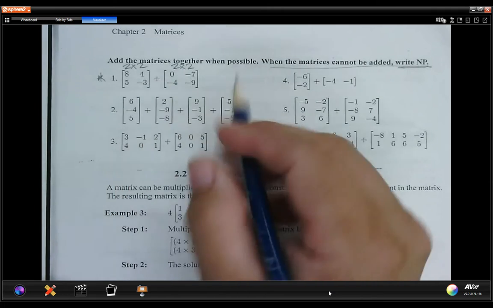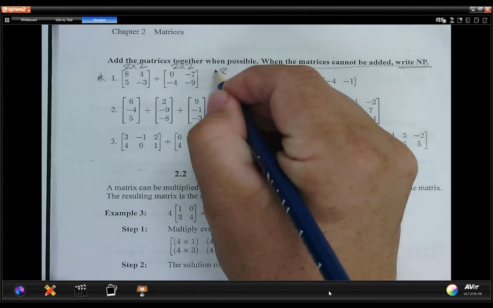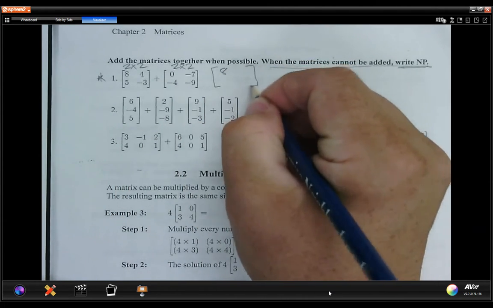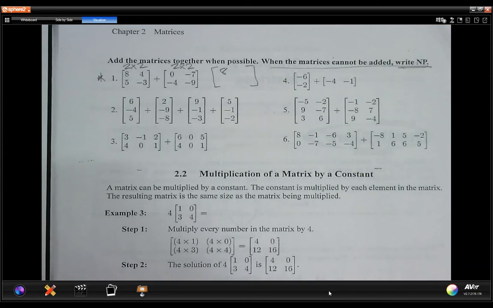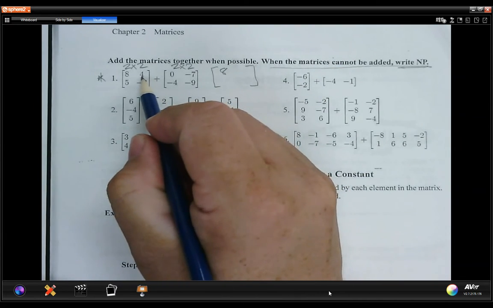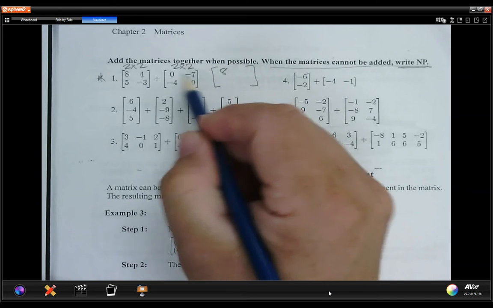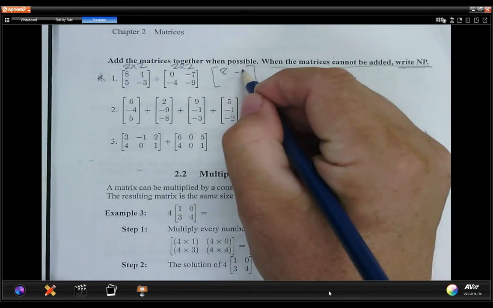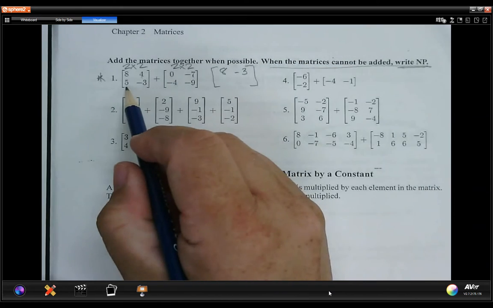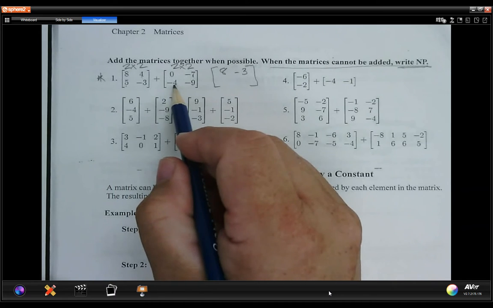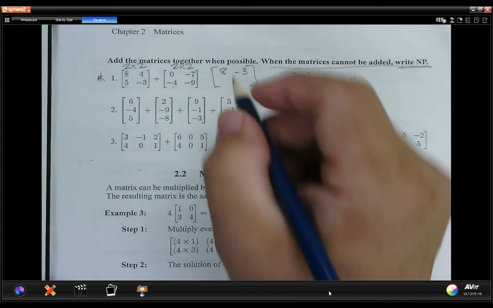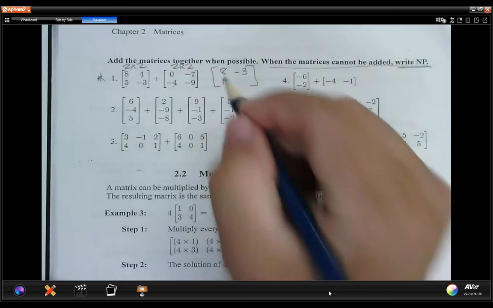So 8 plus 0 is going to be 8. And again, this is going to make a 2 by 2. So I can go ahead and kind of draw that out. Then I can take 4 plus negative 7. 4 plus a negative 7 is going to give me a negative 3. Then I have 5 minus 4, or 5 plus a negative 4 is going to give me just a positive 1.